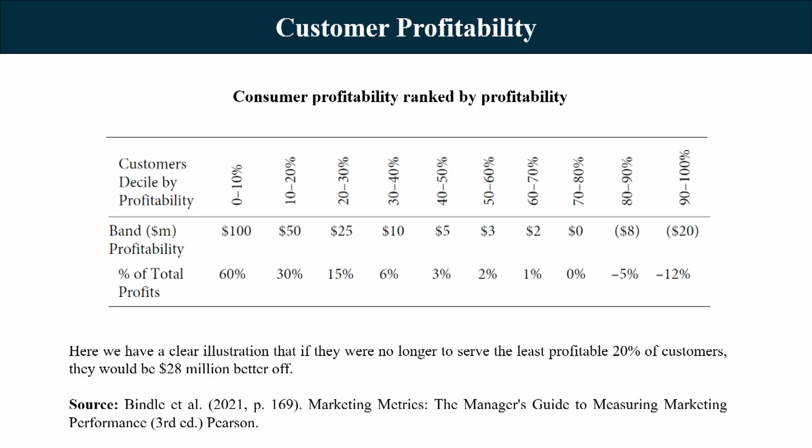So, you can think about a situation, let us say hypothetically, if somehow we are able to eradicate this 20%, then in that case we will be 28 million better off in terms of our business value, in terms of our profit. The bottom 20% destroy 28 million in value, right. So, that is why it is important to identify this 20% as well.